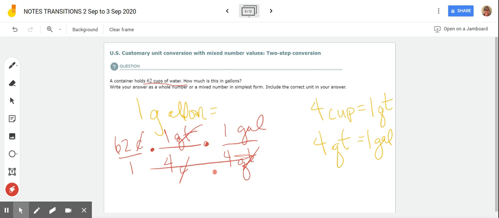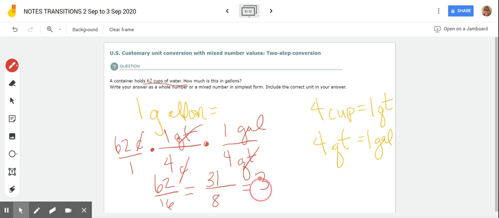And all you do is multiply across because you got fractions. Multiply across. 62 times 1 over 16, okay? Which becomes 62 over 16. Let's divide by 2. We'll get 31 over 8. And then, how many times does 8 go into 31? It goes in there 3 times, which is 24 and 7/8. And that is your answer. And it says include the correct unit, gallons.